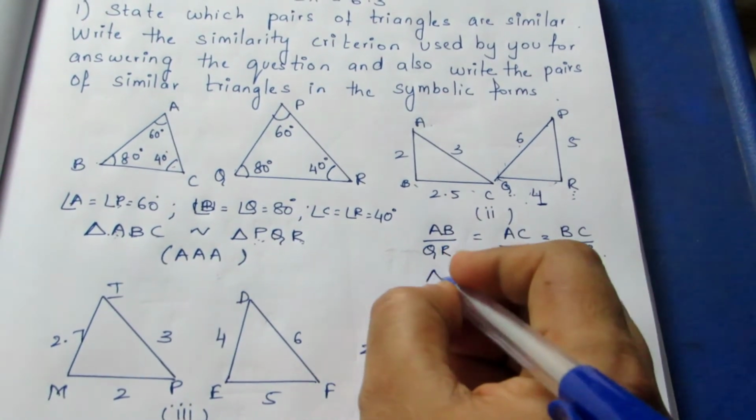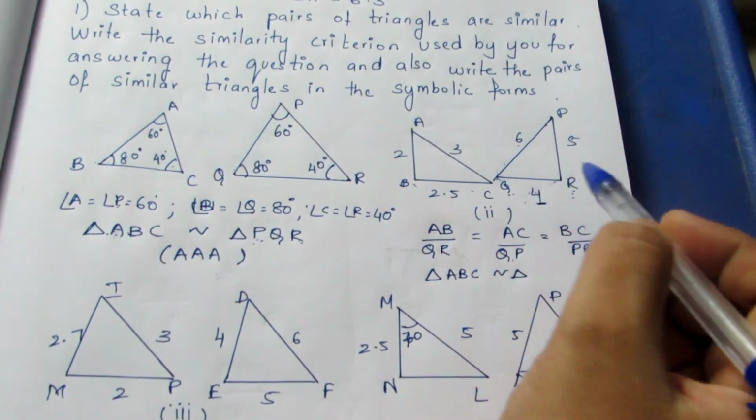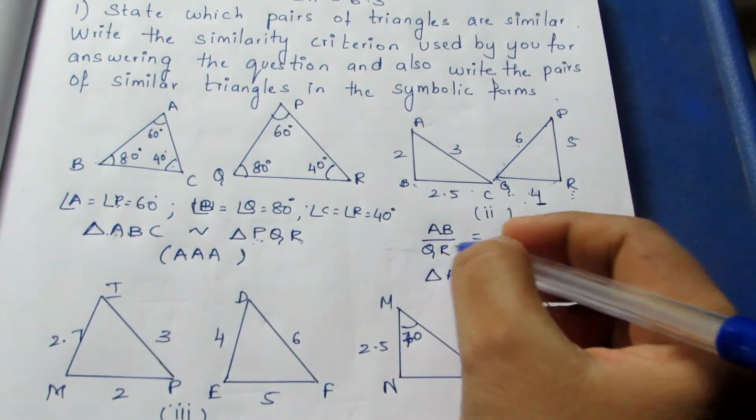Now which two triangles are similar? Triangle ABC is similar to triangle QRP.